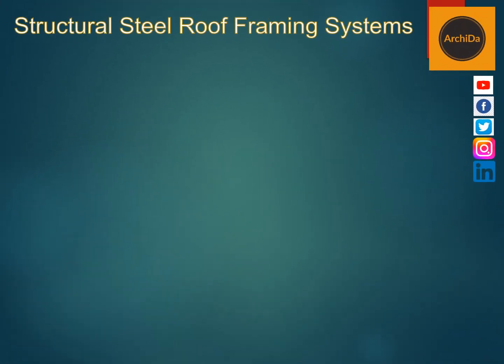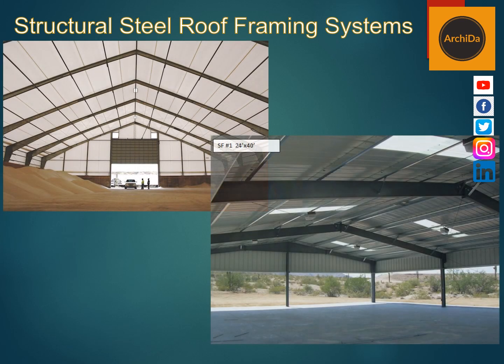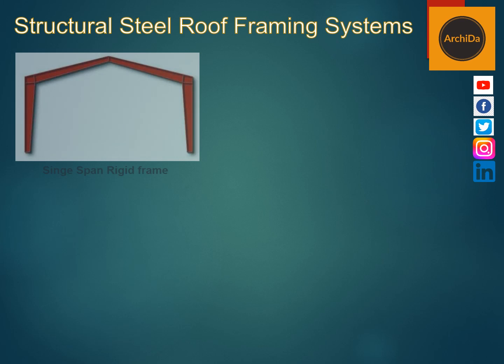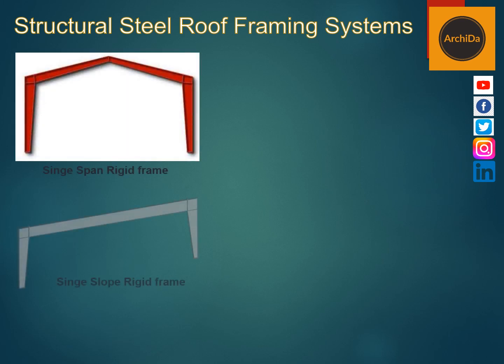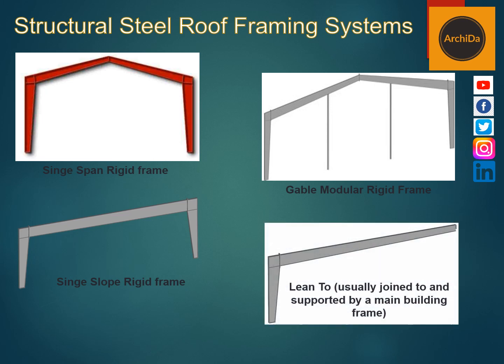And the last is rigid frame. It is used to span long distances. It is aesthetically pleasing, that is why it is applied in the construction of churches, gymnasiums, auditoriums, bowling alleys, and shopping centers. Various types or configurations are single span rigid frame, a single slope rigid frame, a gable modular rigid frame, and a lean-to, which is usually joined to and supported by a main building frame.